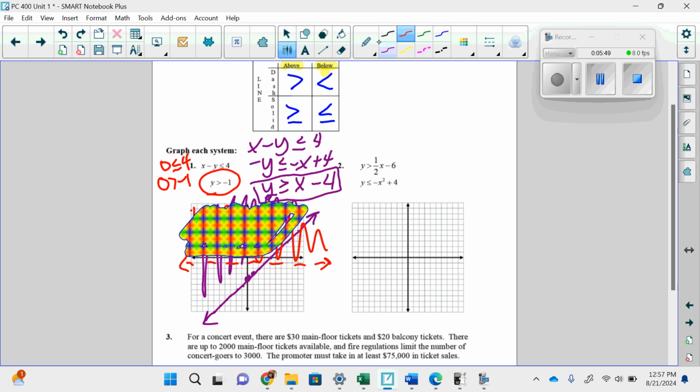So that entire shaded region is our solution. This shaded region here is a solution only to y is greater than or equal to x minus 4, and any point in that region is only a solution to y is greater than -1. And this region here, any point in there is a solution to neither inequality.